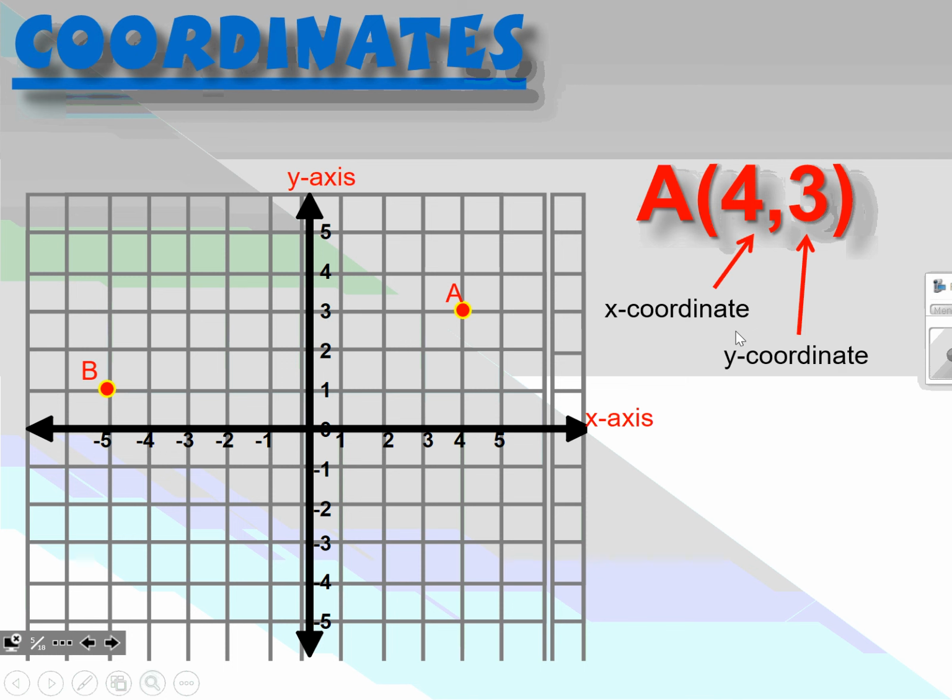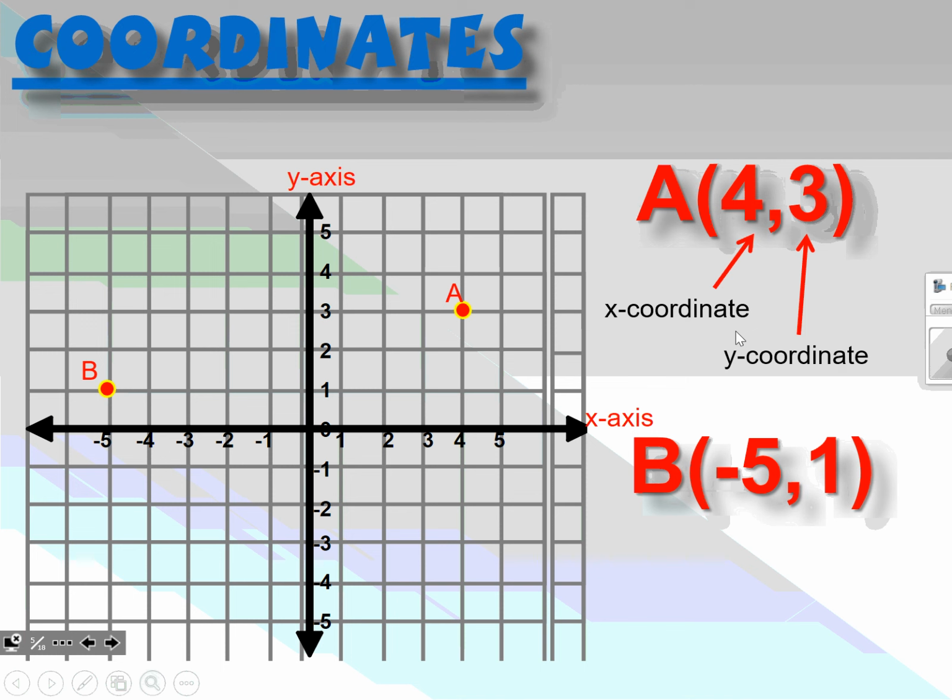Now, let's look at the next point, point B. What is the coordinate of point B? The coordinate of point B is (-5, 1). And the name of the point is B, so you put the letter B in front. -5, 1, because you look at the x-axis first, and then the y-axis second.